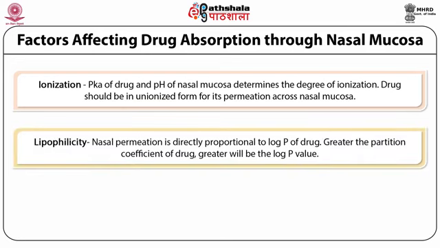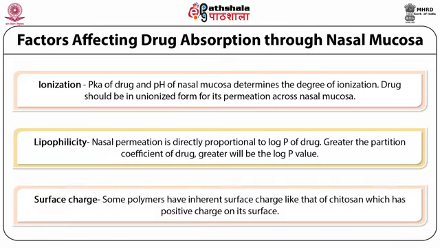Lipophilicity: nasal permeation is directly proportional to log P of the drug. Greater the partition coefficient of the drug, greater will be the log P value. The drug should be lipophilic so that it can easily cross the nasal mucosa.